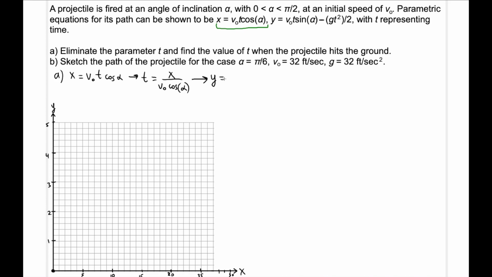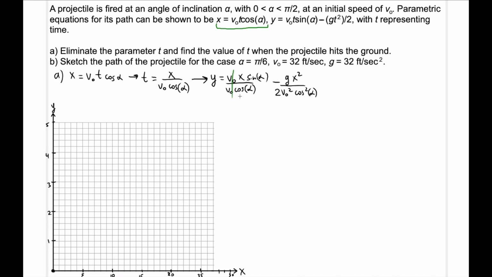Now we plug this t value into the y equation. We get v₀ times x divided by v₀ cos alpha, with a sine alpha on top, and then minus g times t squared. So we have to square the whole thing: square x, square the initial speed, and square the cosine of alpha as well. Then it's divided by 2, and now we can cancel that one out.